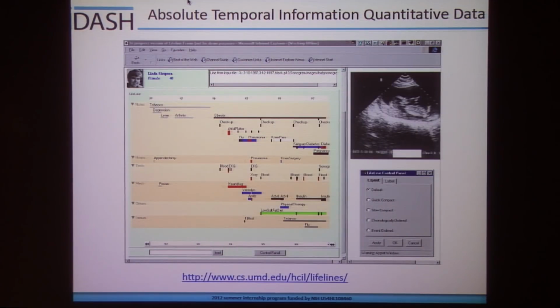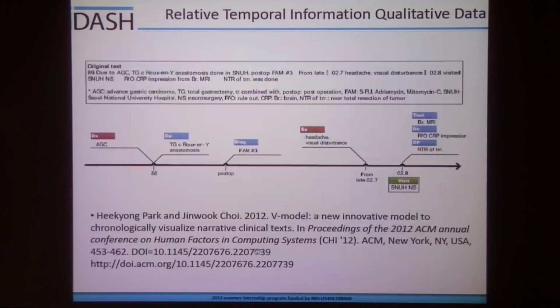So here is an example of a system dealing with absolute temporal data. It's called Lifelines. It was built in the mid-90s. It's one of the early attempts in this domain. As we can see, the system has the patient information displayed on horizontal timelines, and the user can navigate left or right to go through time.